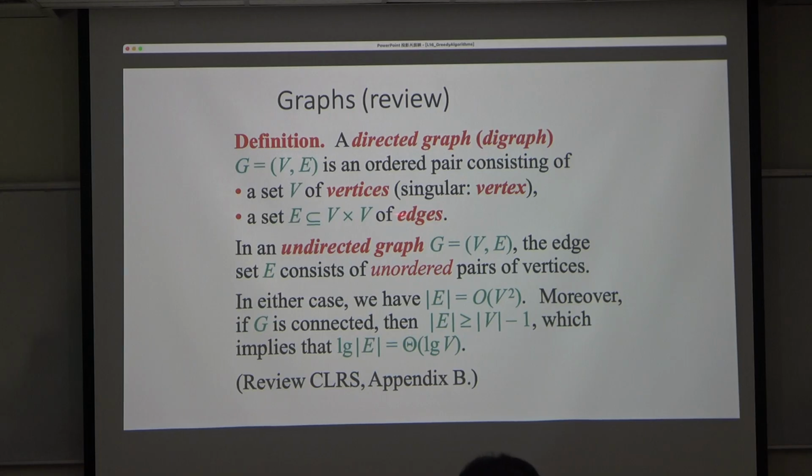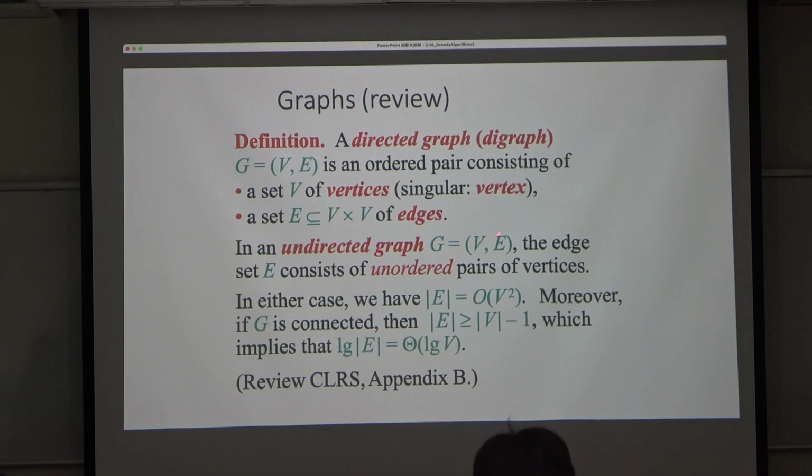One is undirected graph. Directed graph G is represented as V, E, where V is a set of vertices and E represents edges. If it's a directed graph, for example, from vertex A to vertex B, the edge AB is different from the edge from vertex B to A. You know that. In the undirected graph, it's similar.